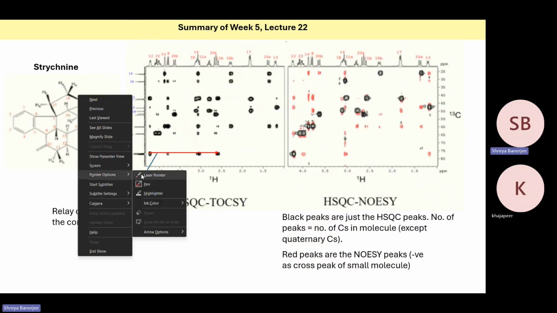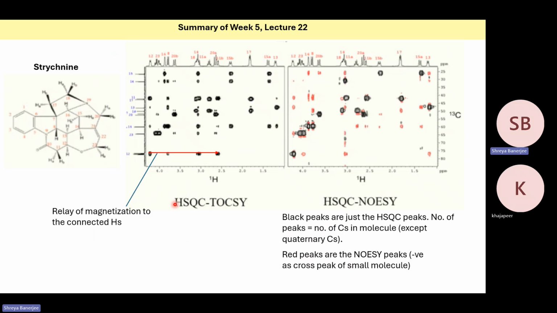Now we were talking about how HSQC can be combined with TOCSY or it can be combined with NOESY. So here is an example of such a combined 2D spectra. The first one is HSQC combined with TOCSY and the second one is HSQC combined with NOESY, of the compound strychnine, which is shown here. You can see there are so many carbons. They have been numbered 1, 2, 3, 4, and so on. And there are different hydrogens with different numbers also.